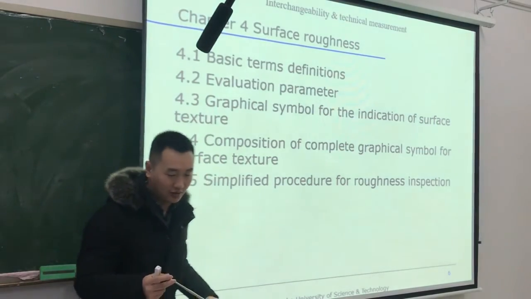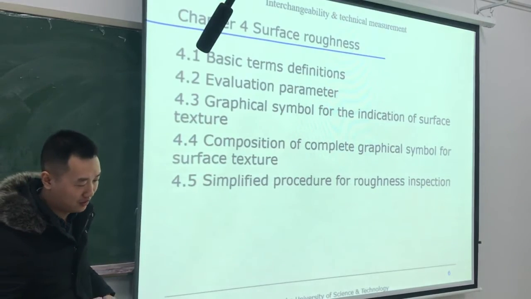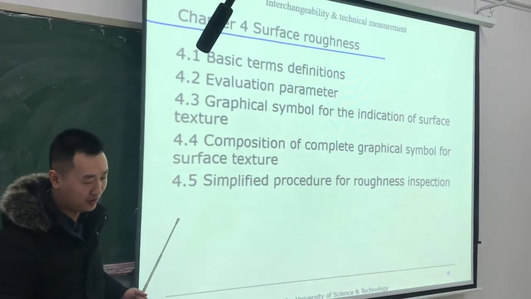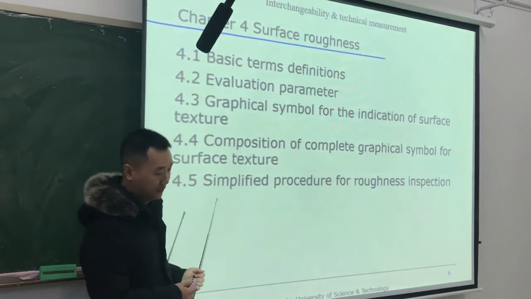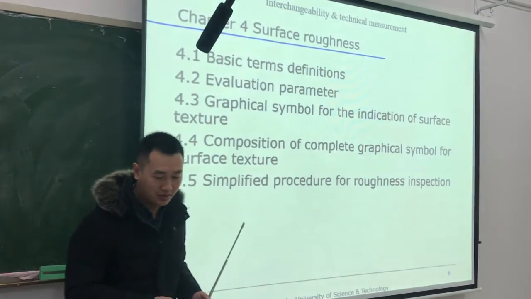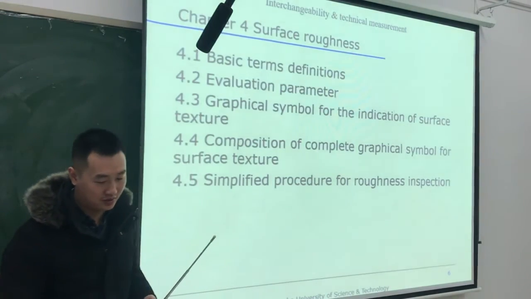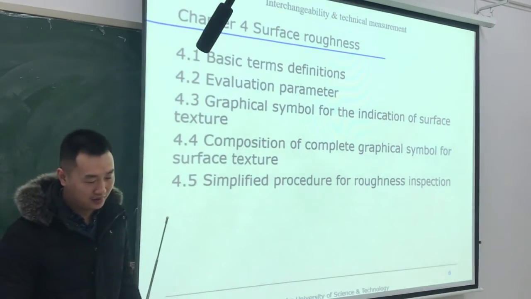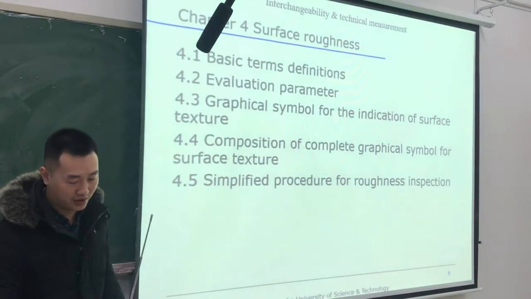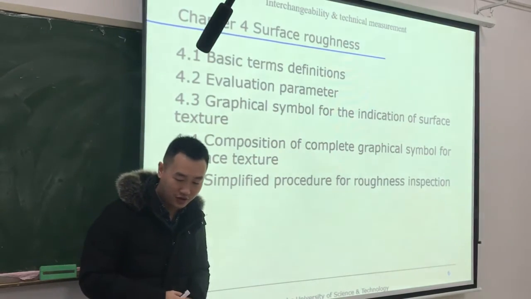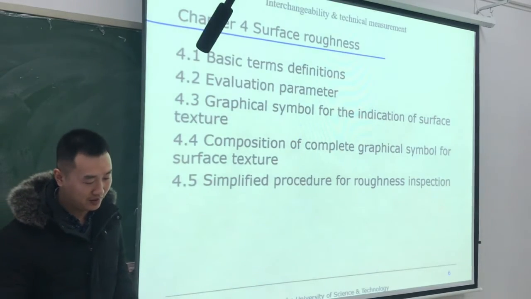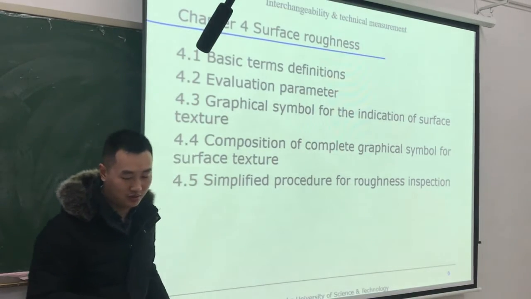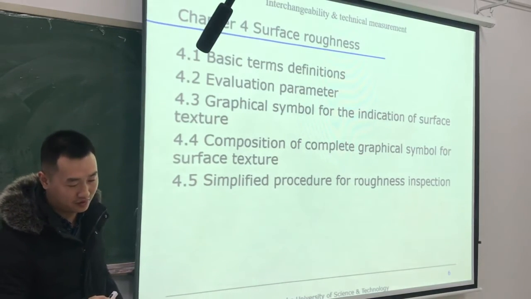In this chapter, we have 5 parts. First is the basic terms and definitions, and the evaluation parameters of surface roughness. The third is the graphic symbol for the indication of surface texture. The fourth is the composition of a complete graphical symbol for surface texture. And the final is the inspection of the surface roughness.